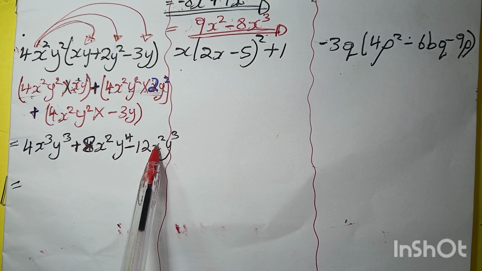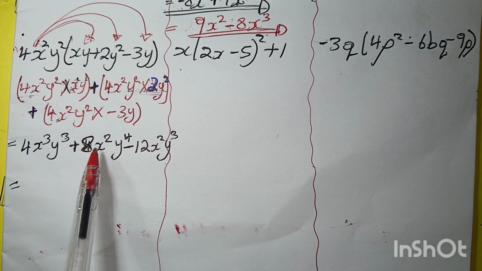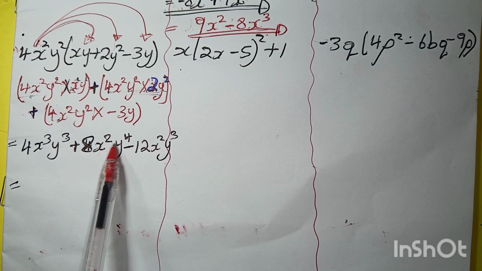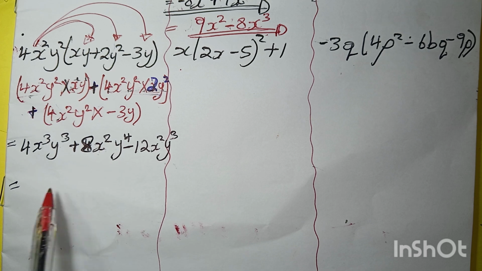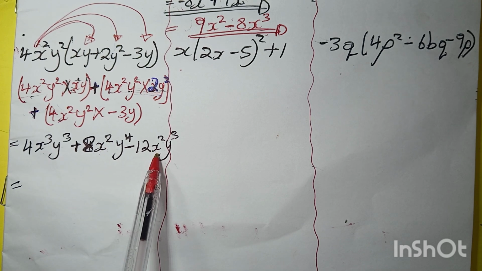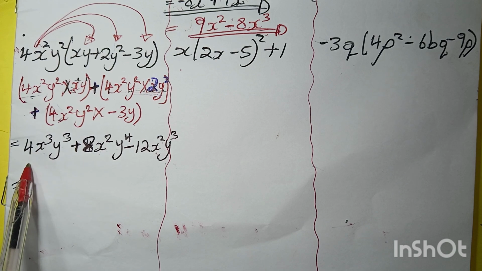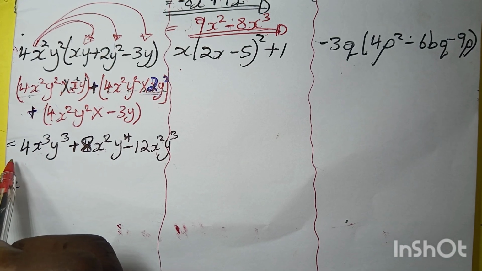These two, they are not like terms. Even these two, they are not like terms, because x is different. Do you see? Even y here is different. If you check this and that, also they are not like terms because of the x squared and here x cubed, meaning here we don't have the next step.